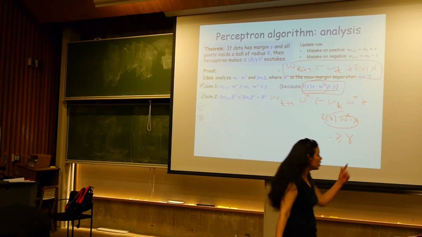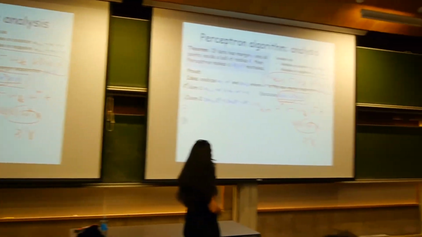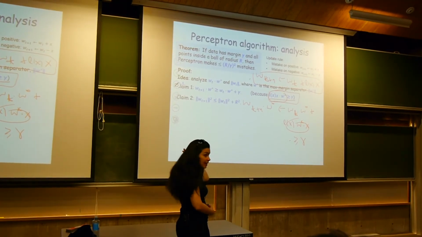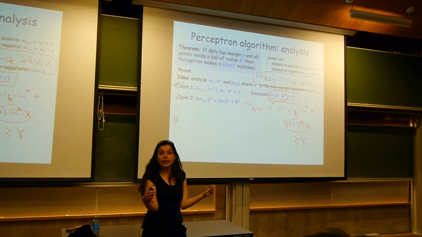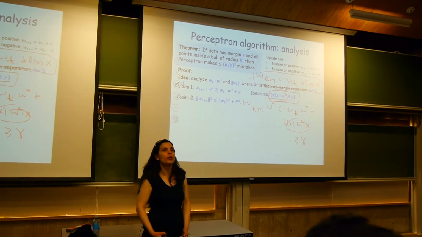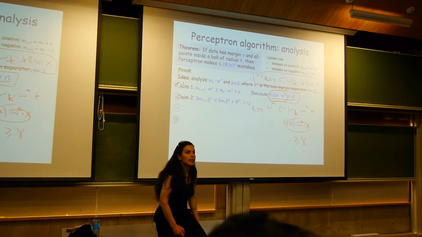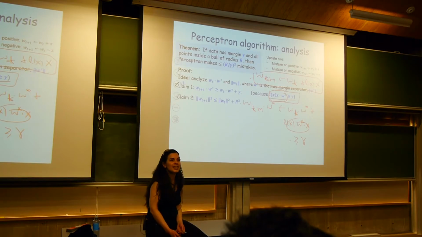Now we also need to analyze the square length. We want to analyze the length of the current guess for the target. The second claim, which is very easy to prove, is that every time we make a mistake, the length of our current guess for the target goes up only by r squared, where r is the maximum length of an example. It's the radius of the ball in which our points lie. Do you see why that's the case? If I click, then you'll see the proof immediately.